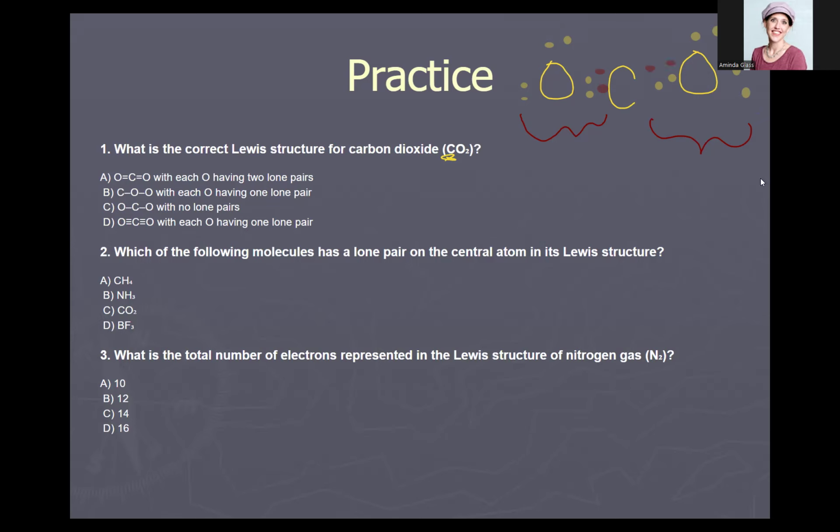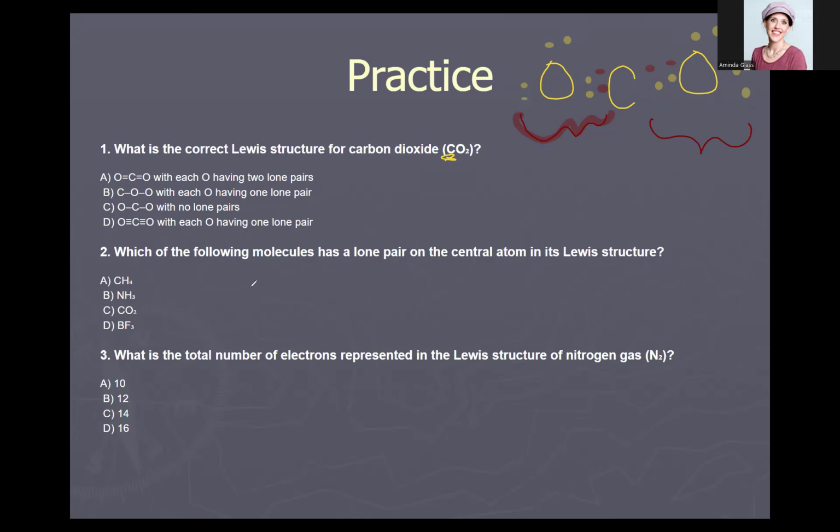After I've done that, I'm going to double check. I know this one here still has 8 because I didn't touch anything there. This carbon now has 4 plus 4, which is 8. And this oxygen has 2, 4 plus 4 is 8. So we know that the answer is going to be A, because each oxygen has 2 lone pairs.